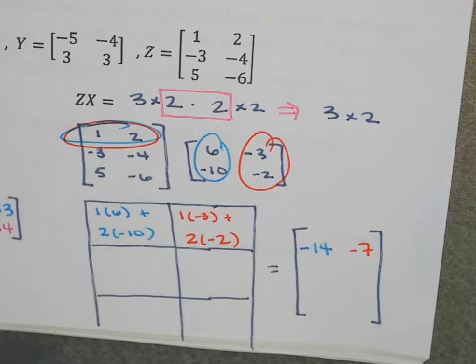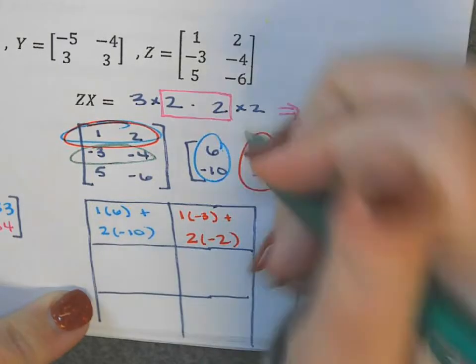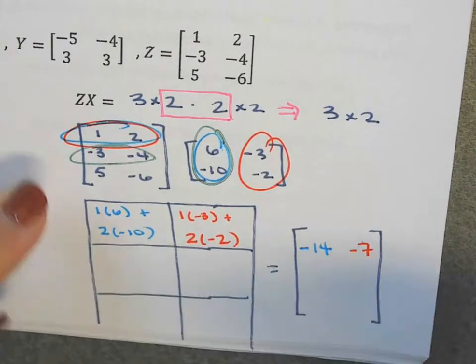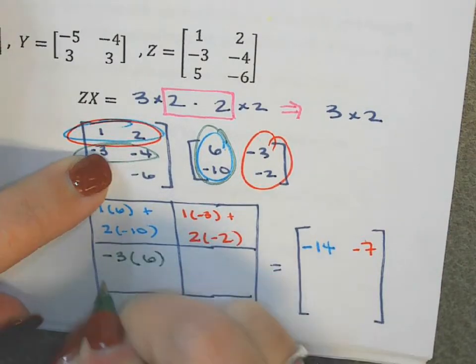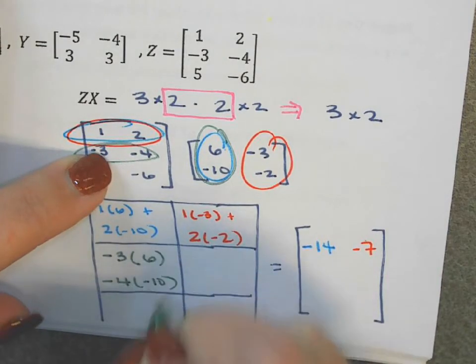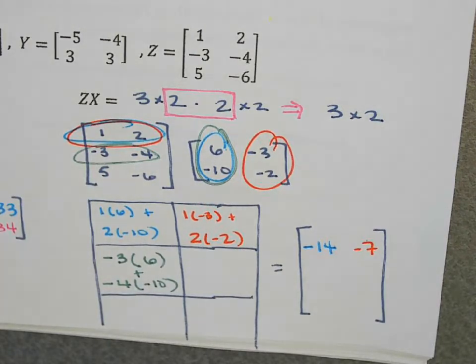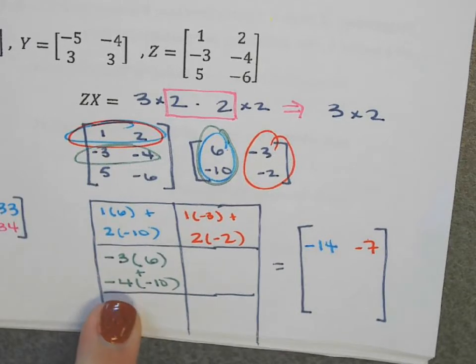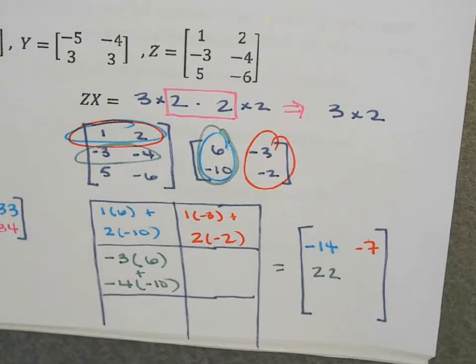I'm moving down to my second row. I'm going to use the first column because I'm in the first column. Negative 3 and 6 are partners. Negative 4 and negative 10 are partners. Negative 18 plus 40, you're going to get 22 in that location for that element.